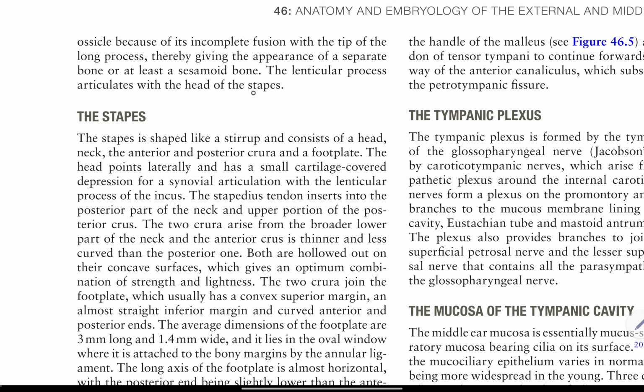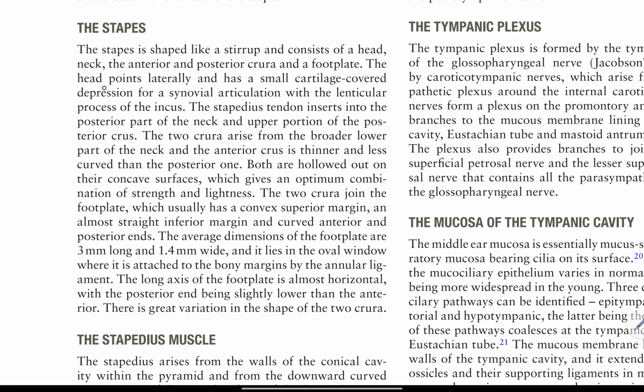The stapes. The stapes is shaped like a stirrup and consists of a head, neck, and anterior and posterior crura and a footplate. The head points laterally and has a small cartilage covered depression for a synovial articulation with the lenticular process of the incus. The stapedius tendon inserts into the posterior part of the neck and upper portion of the posterior crus.